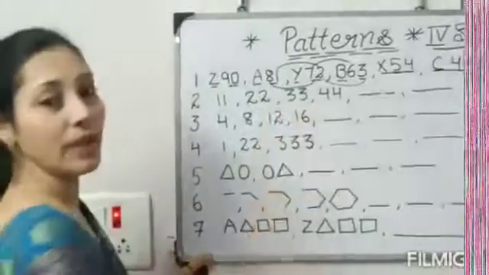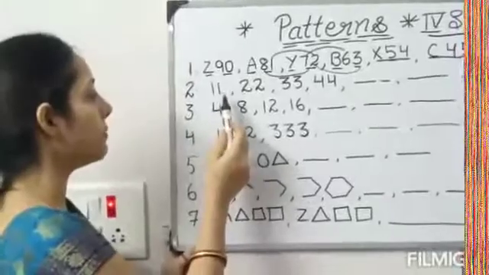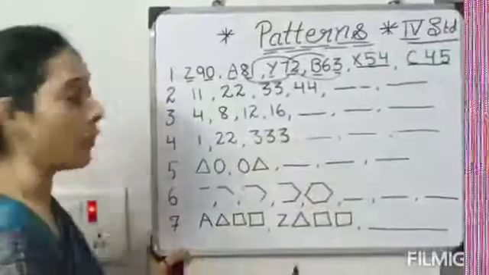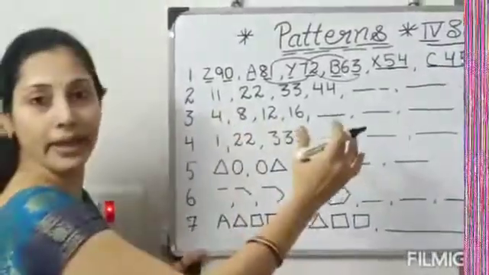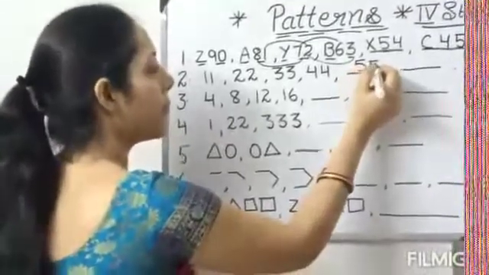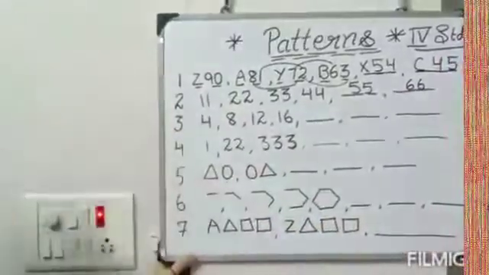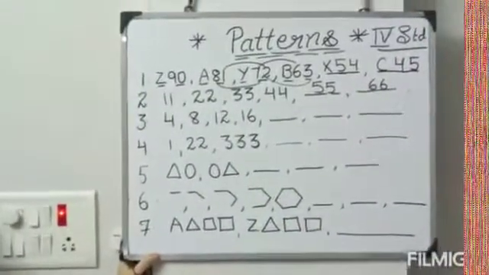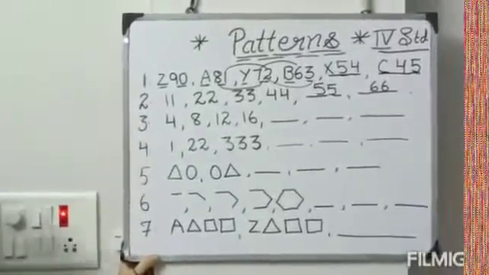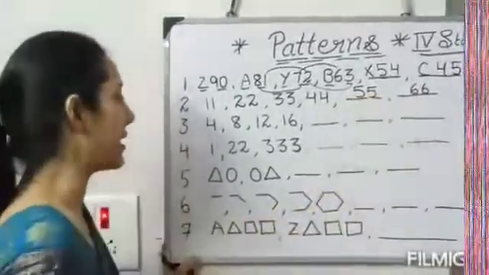Okay, see. Second one is very easy. You can only say it out. What is our second one? 11, 22, 33, 44 means it is the 11 table. So what will come here? 55. 11 6s are 66. See, 11 1s are 11, 11 2s are 22, 11 3s are 33, 11 4s are 44, 11 5s are 55, 11 6s are 66.